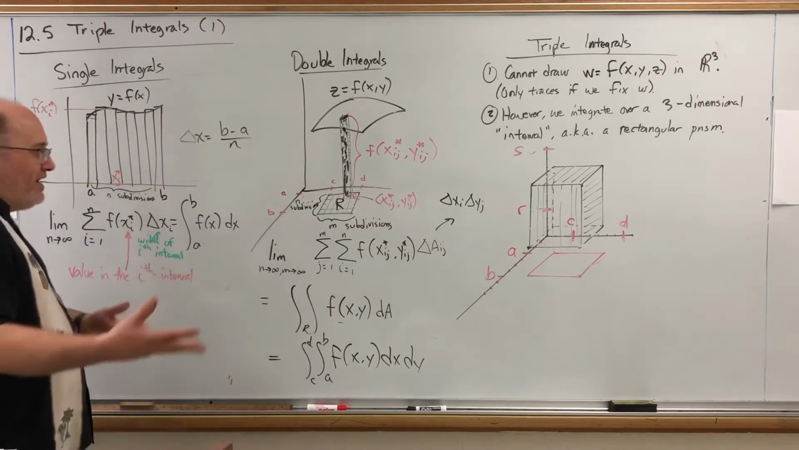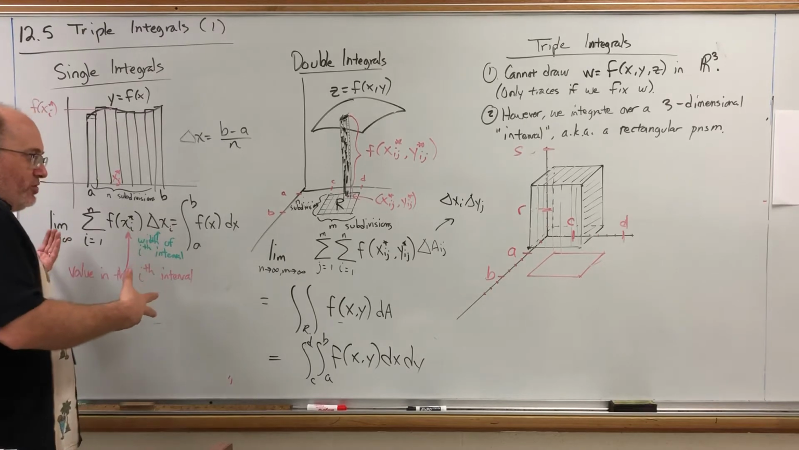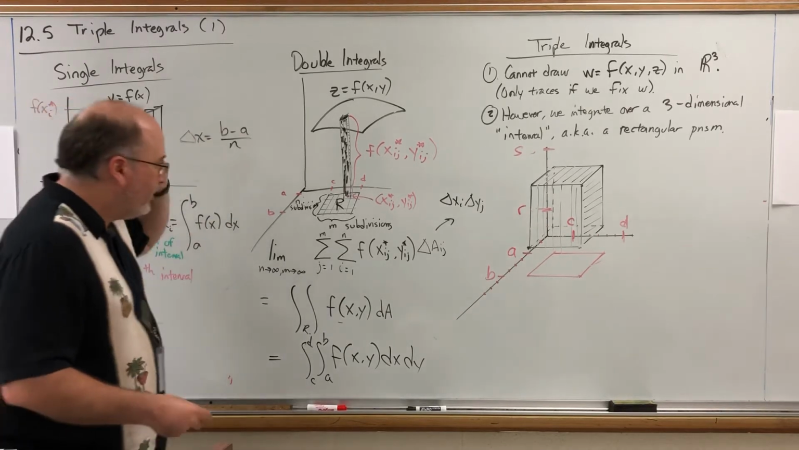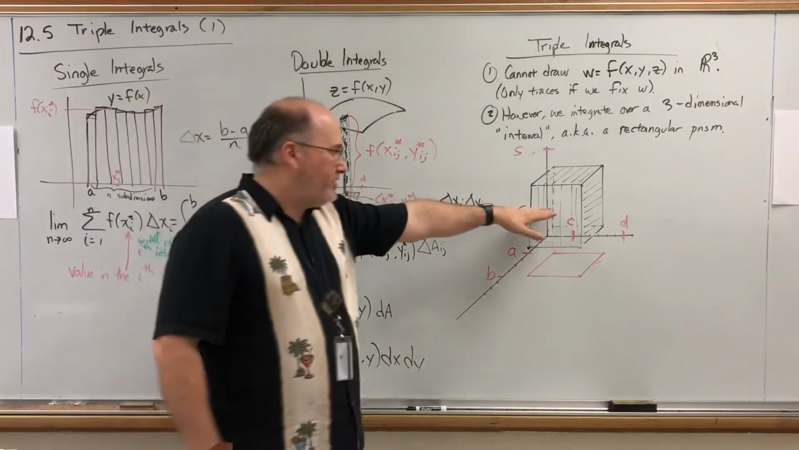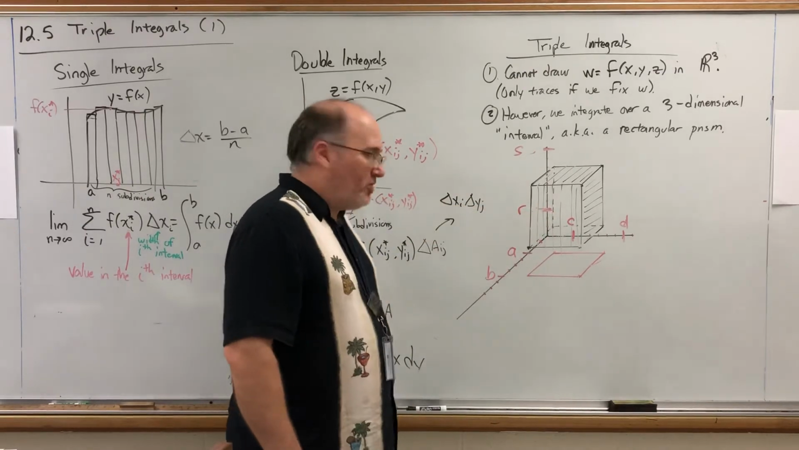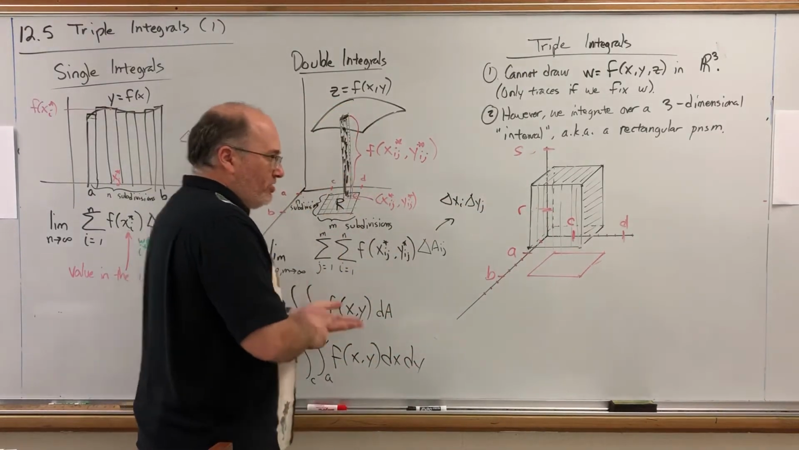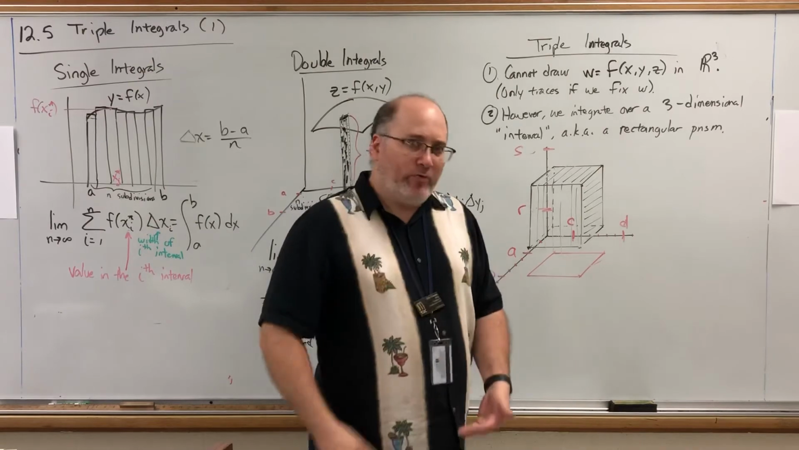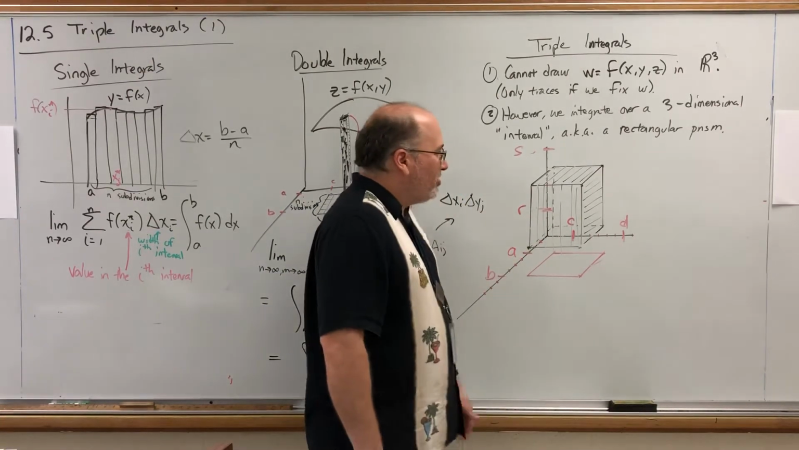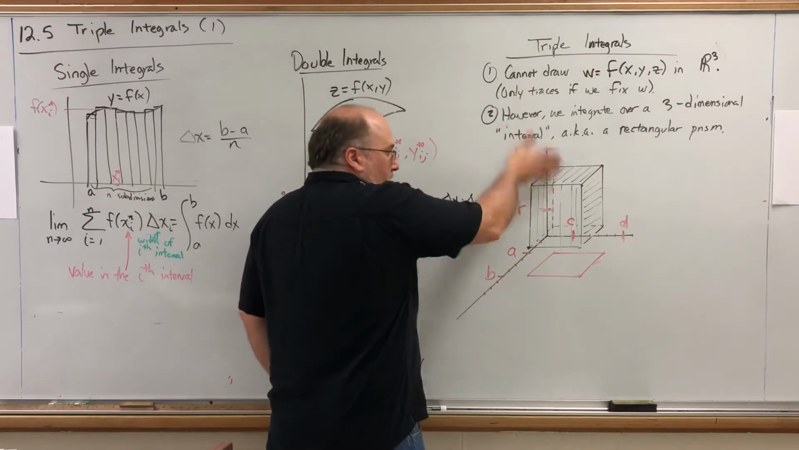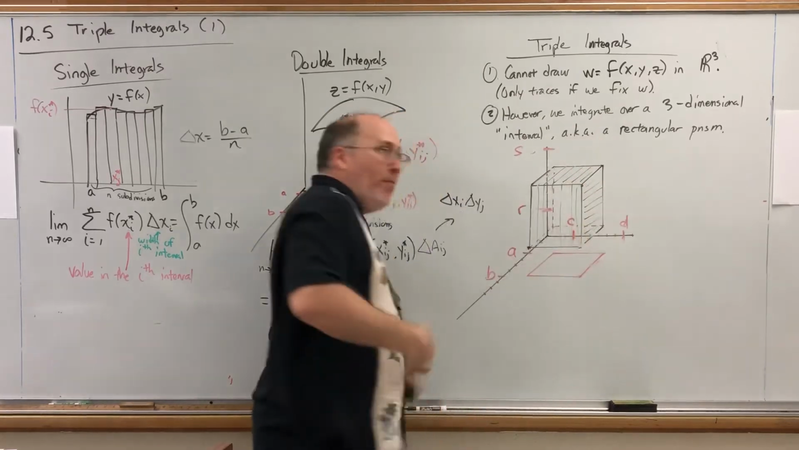Well, we do the exact same thing we did in the previous two versions, just without the picture. We subdivide this three different ways: along the x's, along the y's, and along the z's. I'm assuming all of you know what a Rubik's Cube looks like. Imagine this is a Rubik's Cube, but you cut it in each direction a bunch of times.